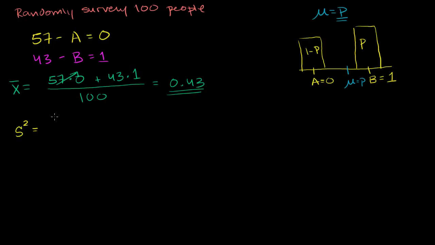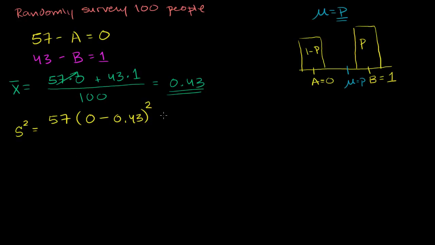So I have 57 samples of 0, in that same yellow color. Each of those samples is 0 minus 0.43 away from the mean, right? You subtract 0.43. This is the difference between 0 and 0.43. And if I want the squared distance, I square it. That's how we calculate variance.